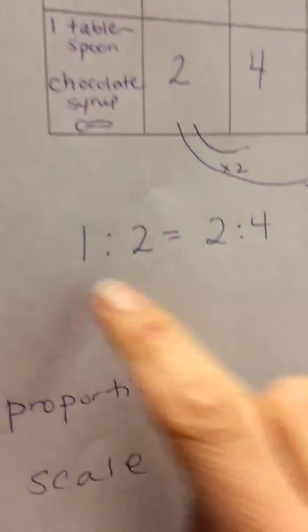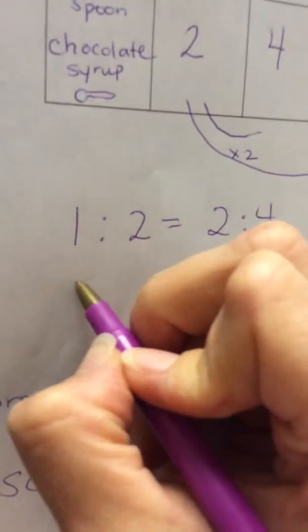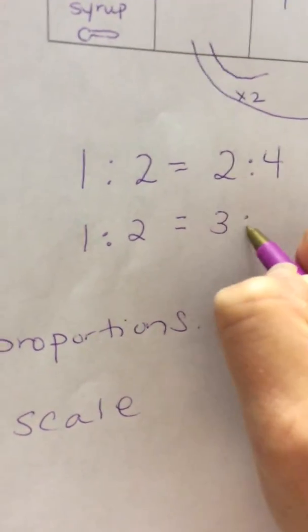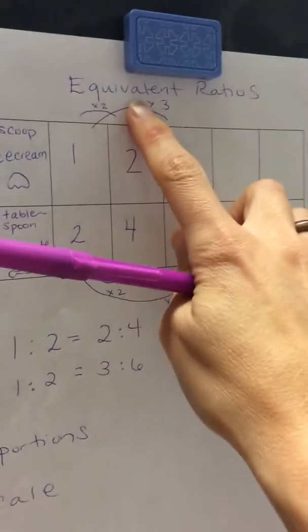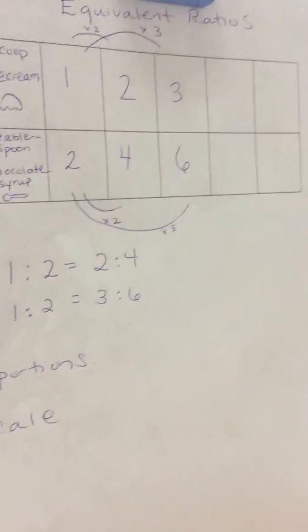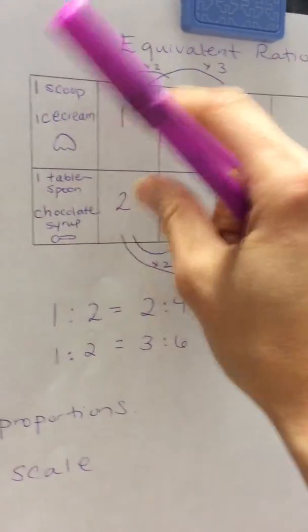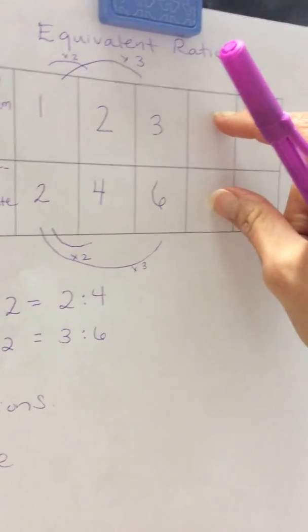So we could also say that 1 to 2 is equal to 2 to 4, but it's also equal to 3 to 6. Okay, so these are equal ratios. They're equivalent ratios because they're equal. So no matter what you do, all you have to do is multiply this proportion by the same number. These 2 numbers multiply by the same number to get your next equivalent ratio.